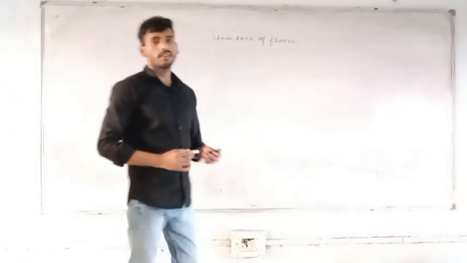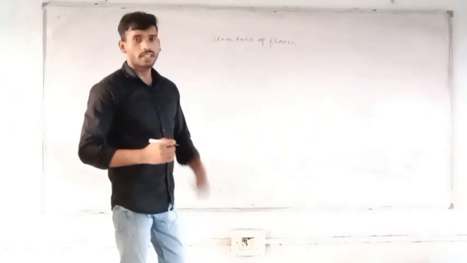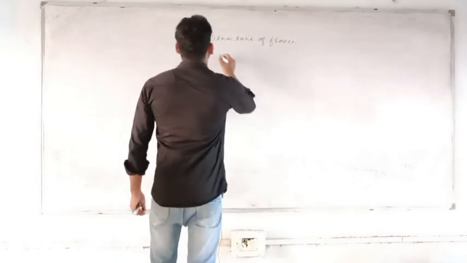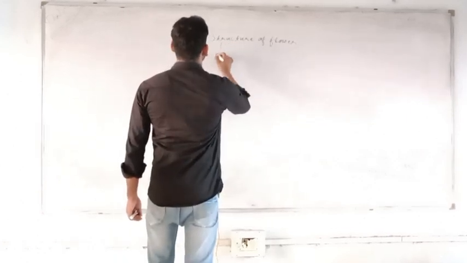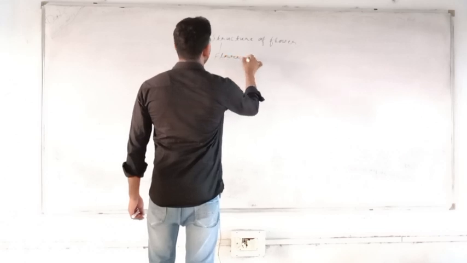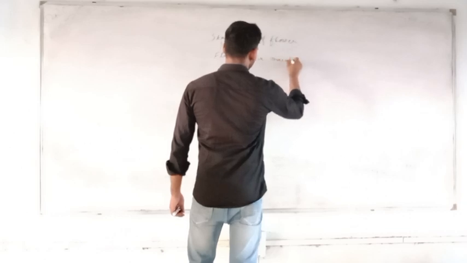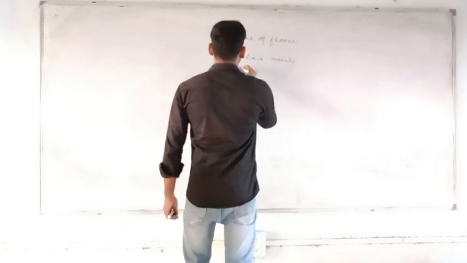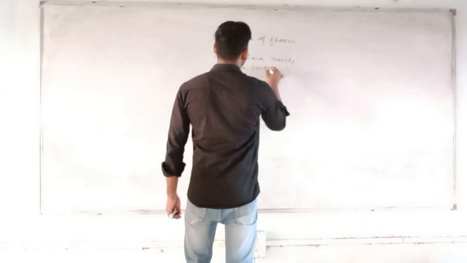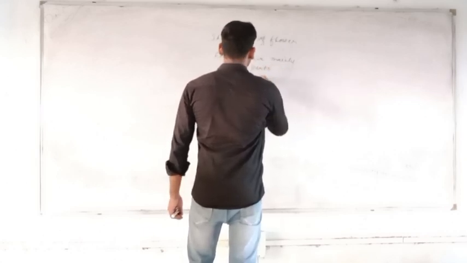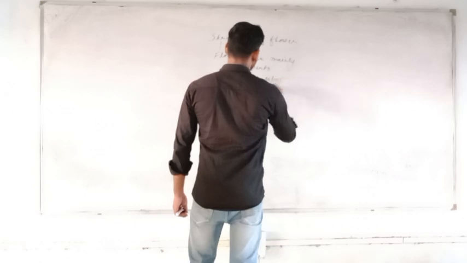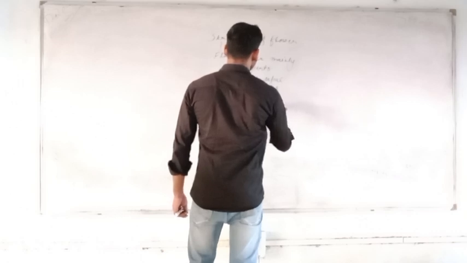So the flowers basically have four parts: sepal, petal, stamens and carpel. Flowers have mainly four parts, that is sepal, petal, stamen and carpel.